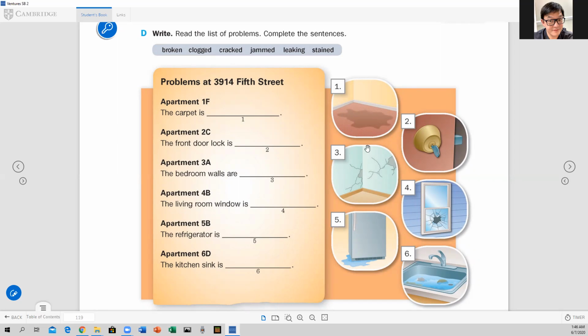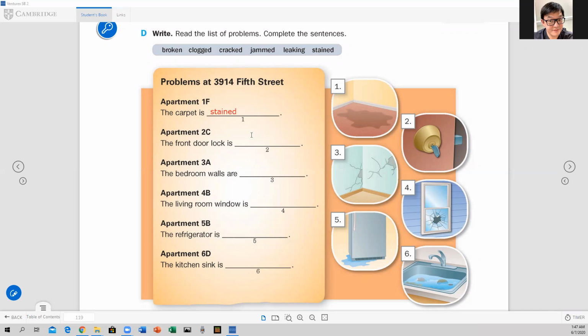So number one, number two, so we have to find the problems here. For example, look here: broken, clogged, cracked, jammed, leaking, stained. Okay, so number one, what is the problem with number one? Apartment 1F, the carpet is stained. That's it. That's what you have to do. Just look at the picture, see what the problem is, and then come back.